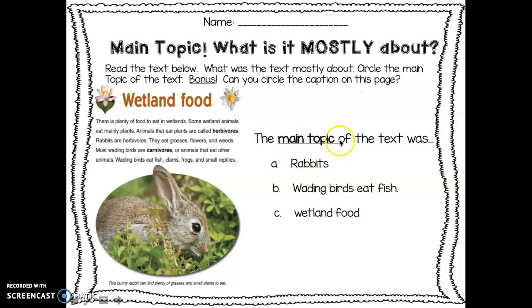So the main topic of the text was A. Rabbits, B. Wading birds eat fish, or C. Wetland food.